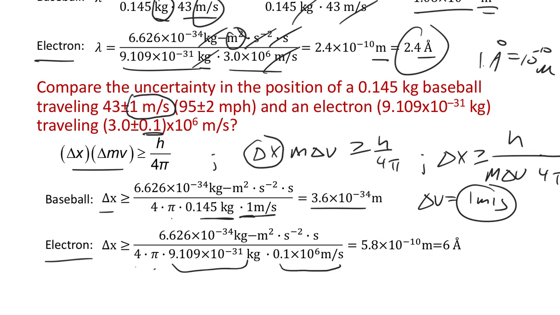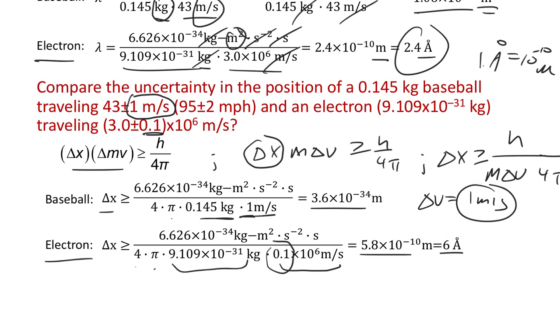The average speed of an electron in an atom, I believe, is about 3 times 10 to the 6 meters per second. If we take an uncertainty of about 0.1 meters per second, plug that in here, and do the math, we end up getting 5.8 times 10 to the minus 10 meters. The uncertainty is about 6 angstrom.